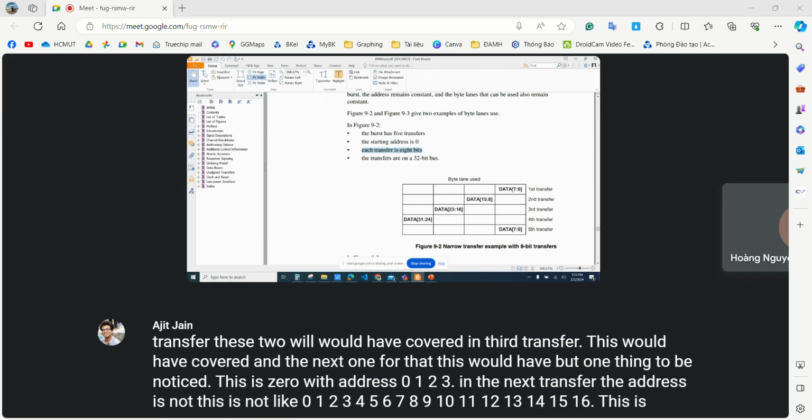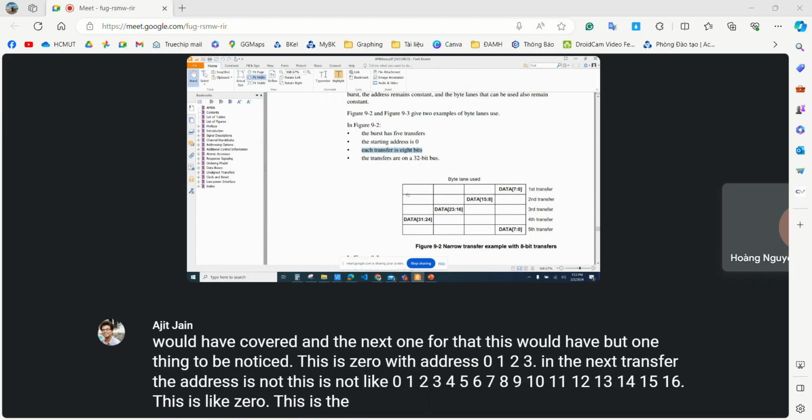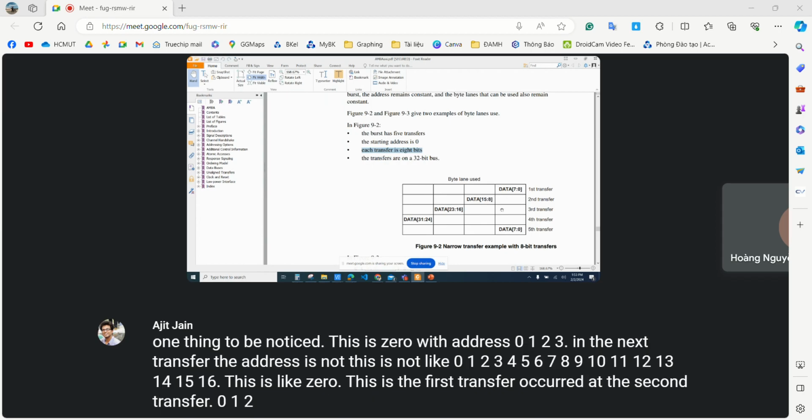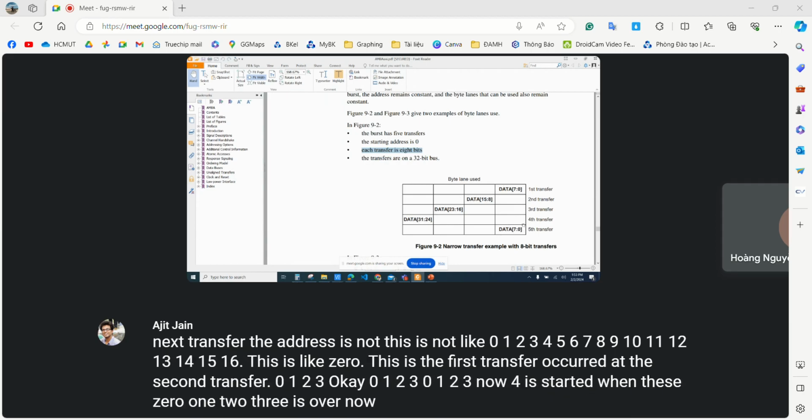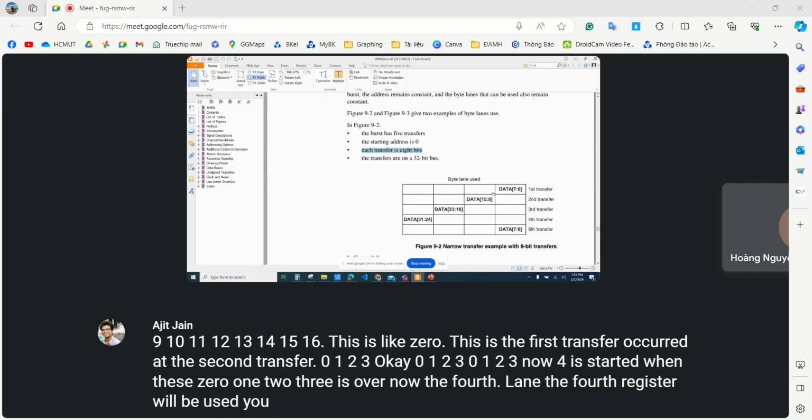the address is not like 0, 1, 2, 3, 4, 5, 6, 7, 8, 9, 10, 11, 12, 13, 14, 15, 16. The first transfer occurred at 0, the second transfer at 1, and so on through 0, 1, 2, 3. Now 4 starts. When 0, 1, 2, 3 is over, the fourth lane, the fourth register will be used. These are 8-bit registers, you can say.